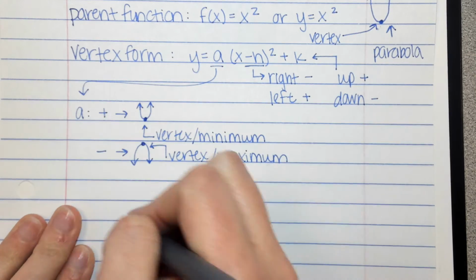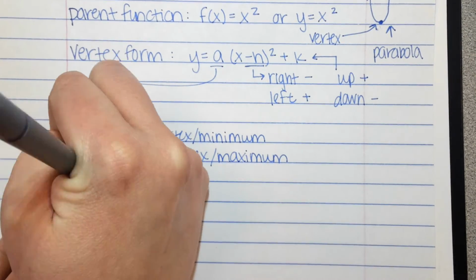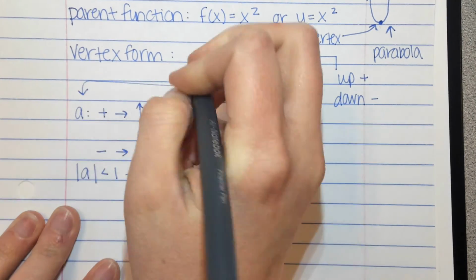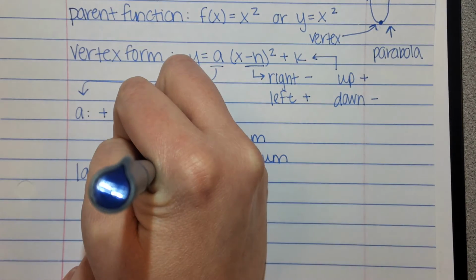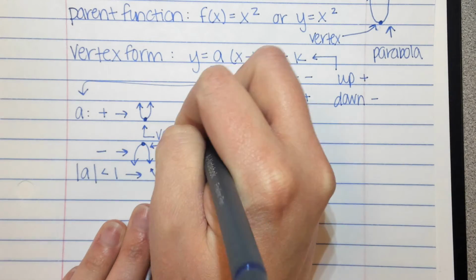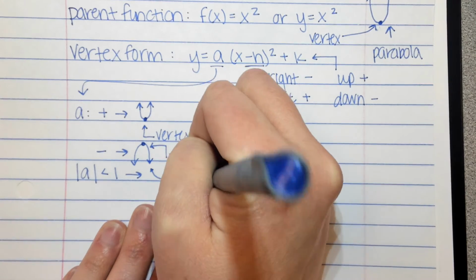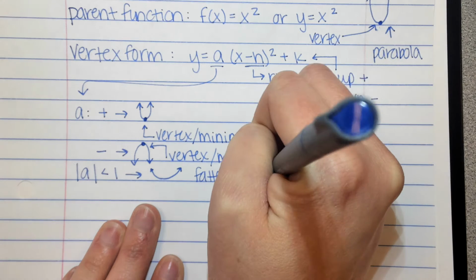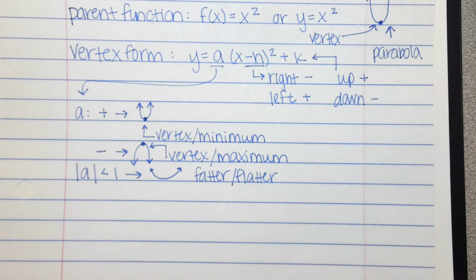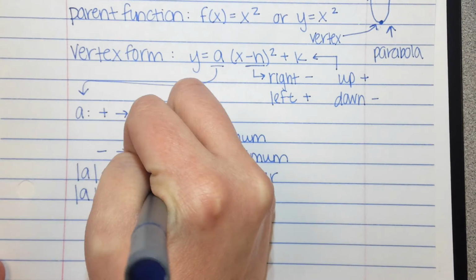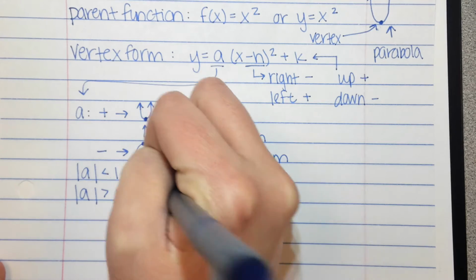Also, when you're talking about a, if you do the absolute value of a and it's less than 1, then your U is going to be fatter or flatter. And you can say either one. I refer to it as fatter, but it's also flatter. So whichever one you think there. All right. If your absolute value of a is greater than 1, then it's skinnier.